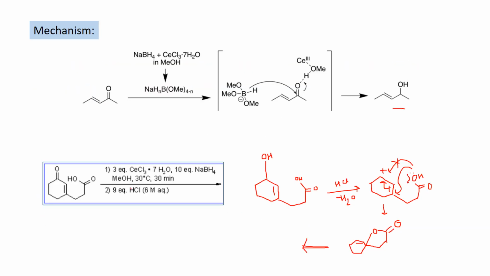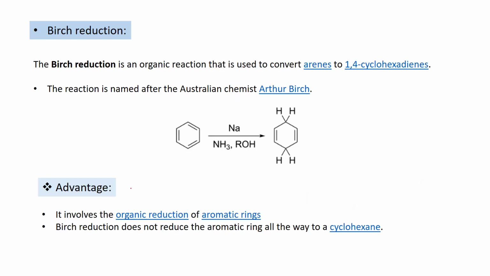Next reduction type we will discuss, that is Birch reduction. This is one of the famous reductions. Birch reduction is an organic reaction that is used to convert arenes to 1,4-cyclohexadiene. The reduction is named after Professor Birch. The advantage of this reaction is, you can see this phenol, simple phenol can be reduced to form this cyclohexadiene. The reduction of an aromatic ring.